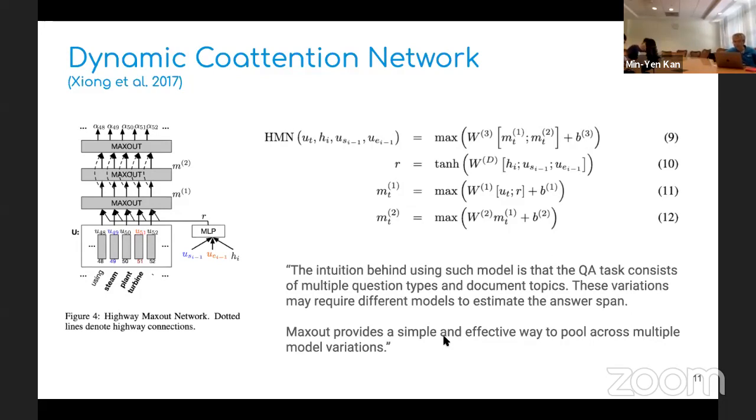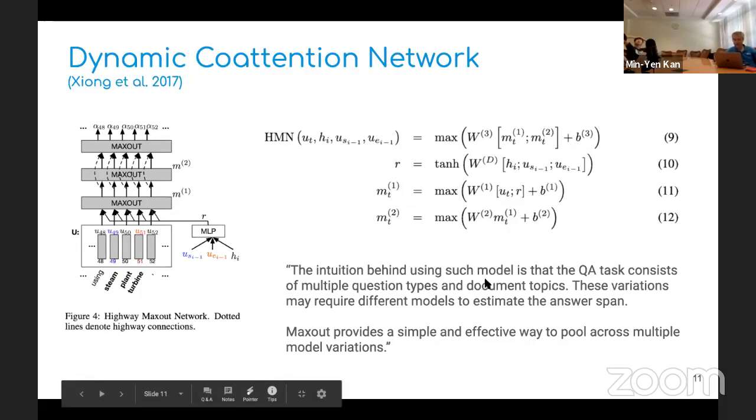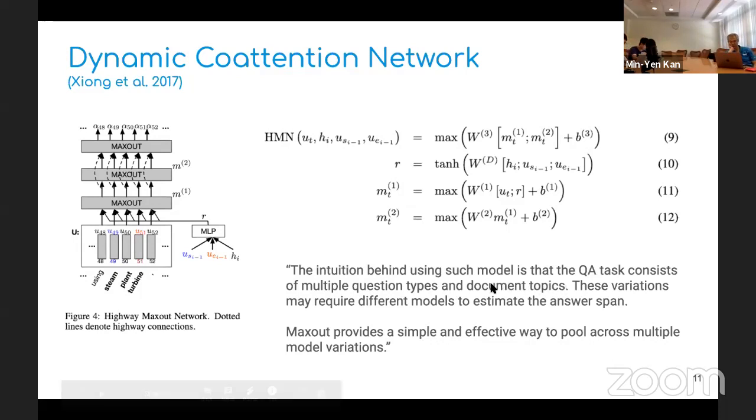From the paper, it looks like they're basing it on strong empirical performance. They don't have a specific theoretical reason for using this for their decoder. They're just saying, it seems to work, so we're going to use it. The paper also says the intuition is that there are many different question types and document topics, so maybe you need different models for each. So you're taking the max of the max, like an ensemble within the network, and you just get the best. Maybe different activation functions work better for different question types and document topics. I hope they did some ablation study to show that's the case, but I'm not sure.